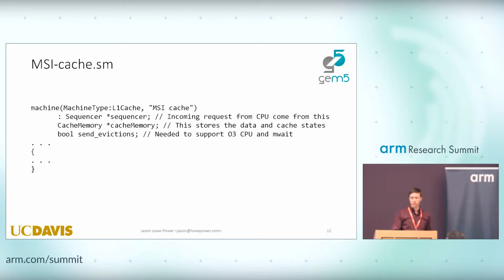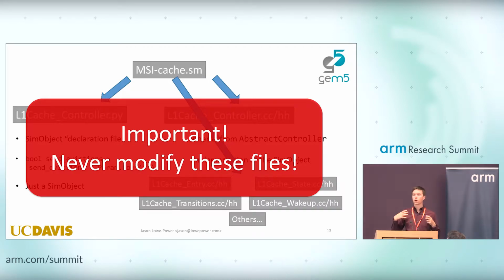And so when you run SLICC on this file, it generates a number of generated files, one of which is L1cache_Controller.py. So this L1 cache came from the name that we gave the controller previously. And in this file is just the normal SimObject declaration file. So it's just like every other SimObject in the system. It has this py file that has parameters. Whatever you declared as a parameter in the state machine file shows up as just a normal gem5 parameter. And it's just a SimObject. You can configure it from Python the same way as everything else. It also generates the actual code for implementing the SimObject.